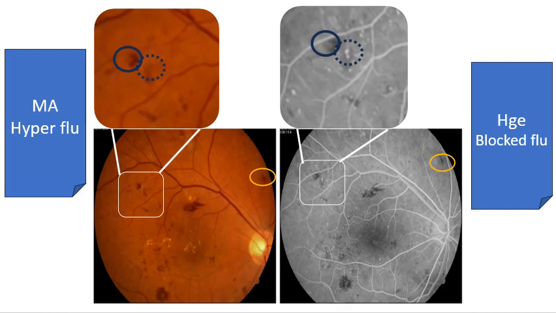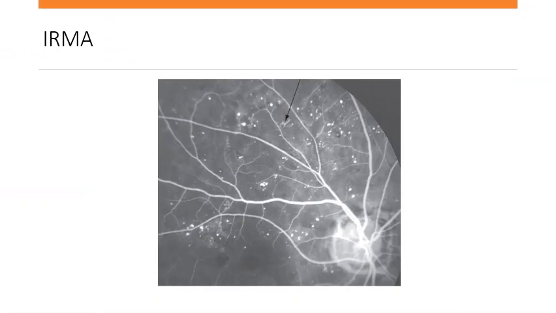Again, this is a blot hemorrhage, which corresponds to an area of blocked fluorescence, and this is an area of hyperfluorescent microaneurysms. This is a flame-shaped retinal hemorrhage corresponding to an area of blocked fluorescence.